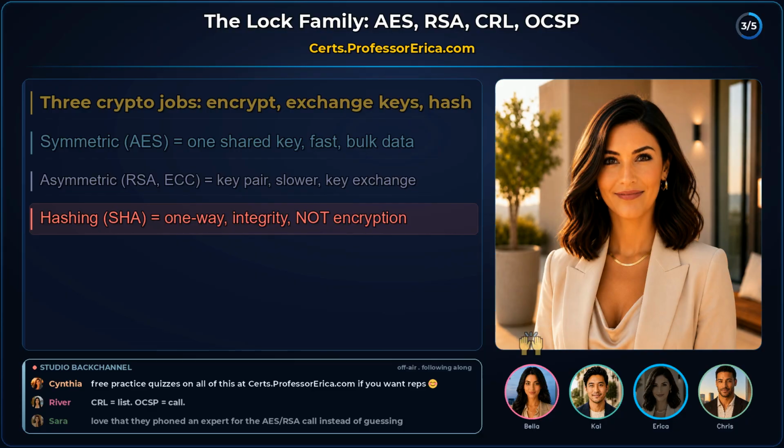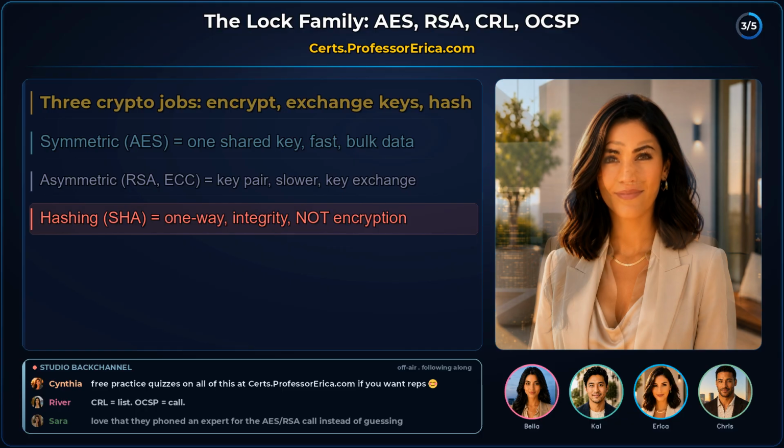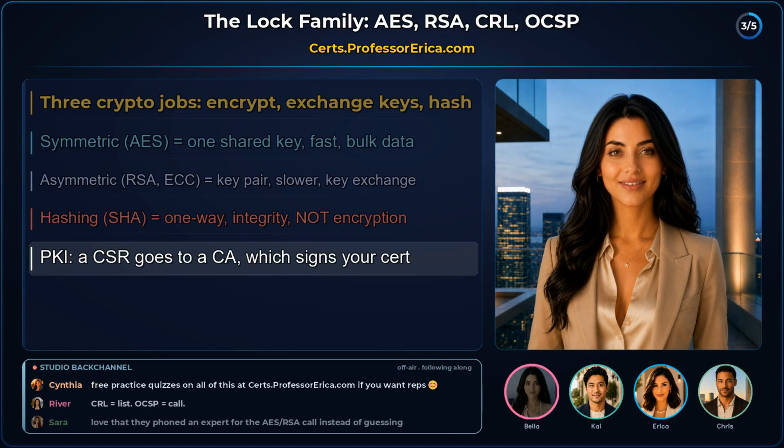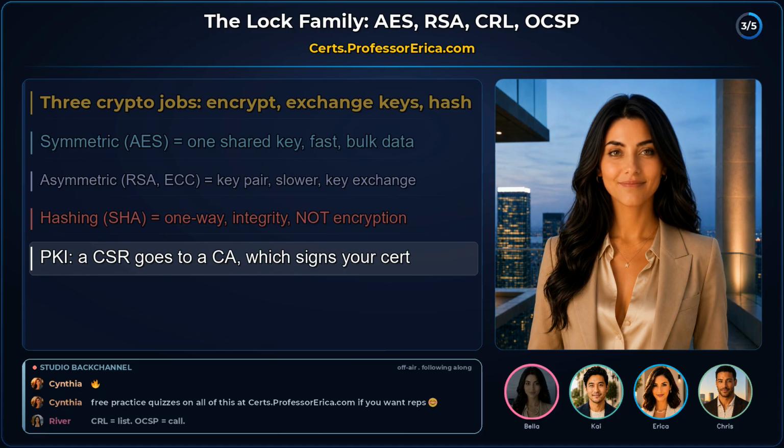Thank you, Renata. So with the 3 crypto jobs straight, the certificate world snaps into place, because PKI is just the system that delivers and manages these keys at scale. The names follow the life of a certificate, which is the easy way to hold them. You generate a CSR, a certificate signing request, and send it to a CA, the certificate authority that vouches for you. The CA signs it, and now your browser trusts it.